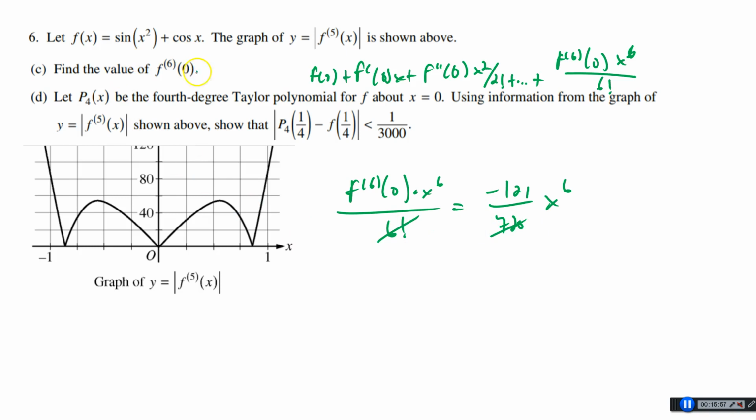And this always works. Anytime they ask for a certain derivative, just set it equal to the term that has the same power of x, because I want those to cancel. So it looks like the sixth derivative of 0 is negative 21. Gosh, I hope that was right.